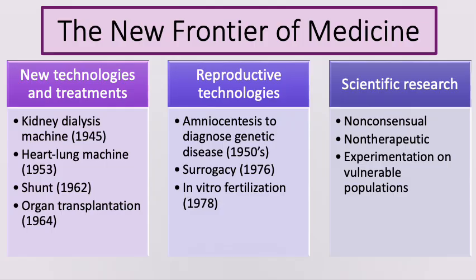This push for individual autonomy is often considered the birth of bioethics and marks the beginning of a new frontier of medicine. Immediately preceding the birth of bioethics was the emergence of many of the medical technologies and treatments we rely on to this day. The kidney dialysis machine was developed in 1945, followed by the first heart-lung machine, the predecessor to the modern-day ventilator, in 1953. The first successful shunt was placed in 1962, and the first successful organ transplantation occurred in 1964.